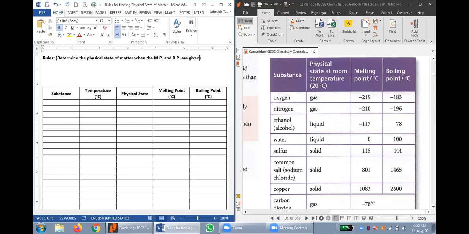the physical state? आपको ये find out करना है कि उस time उसकी physical state क्या होगी, वो solid होगा, वो gas होगा, या वो liquid होगा. So let's first go with the rules.